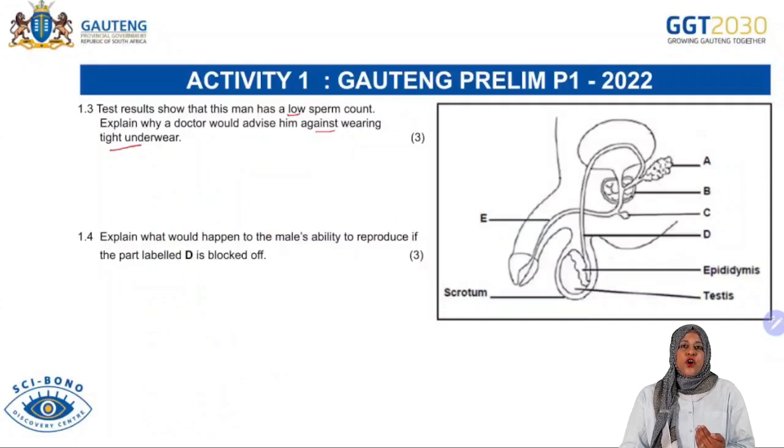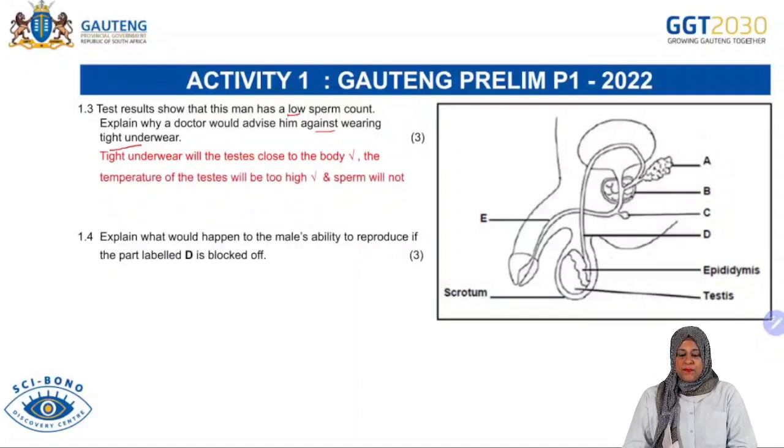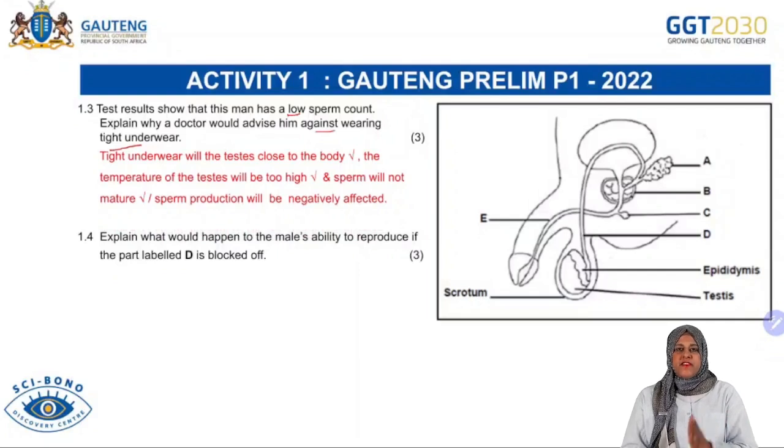The body temperature is too hot and sperm cells are too sensitive. So there must be a reason against wearing tight underwear, because tight underwear will bring the testes too close to the body, and that will cause the temperature of the testes to go up, and it will be too high, and sperm will not mature. The production will be negatively affected.